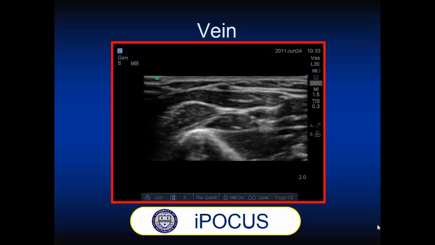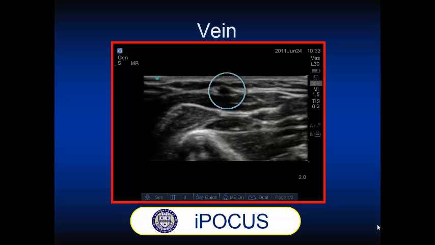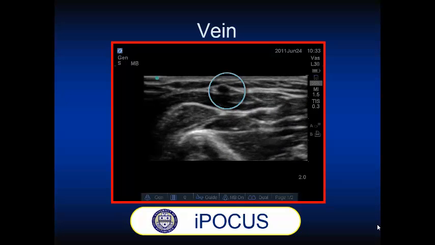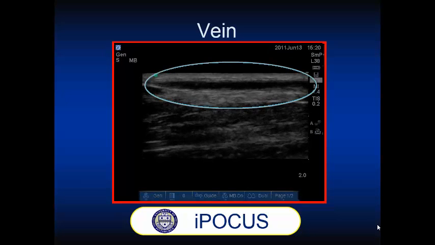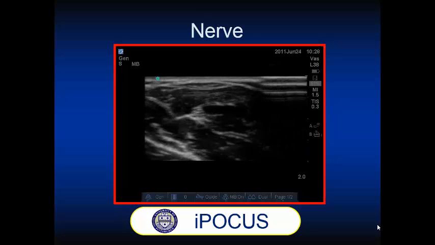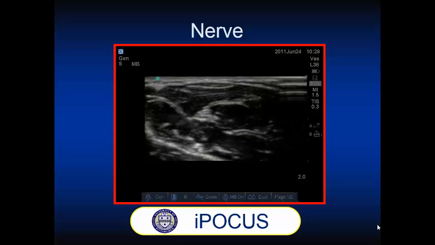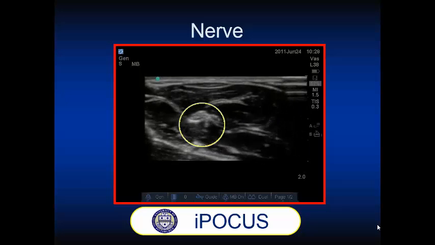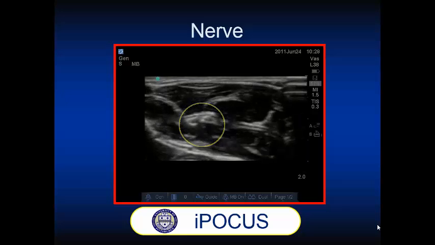Veins, by comparison, do not pulsate. They have thinner walls and are quicker to collapse with gentle pressure. Here is a vein in its transverse orientation. Rotating the probe 90 degrees, we can visualize the vein in its longitudinal orientation. It is important to understand the appearance and anatomic location of nerves that may be in the vicinity of the vein you are attempting to cannulate, as it is important to avoid these structures. Here is an example of a nerve in its transverse orientation. Nerves appear hyperechoic and are often described as honeycombed in appearance.